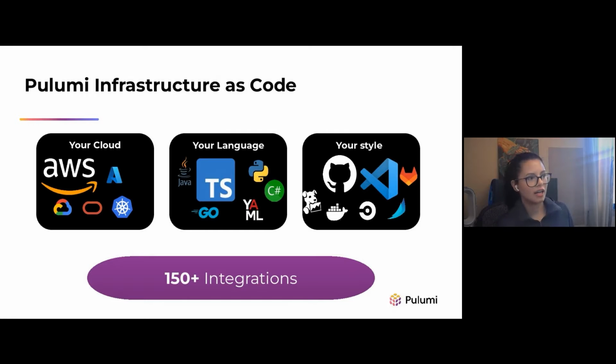Because you are defining infrastructure in any of these programming languages, it means that you can leverage the ecosystem. Right? For instance, you can develop code in your Visual Studio Code, which we'll be using today, and use your existing source control solution. Today, we are going to be using GitHub. There are over 150 different integrations. Right? So these are all resources that you can define with Pulumi.